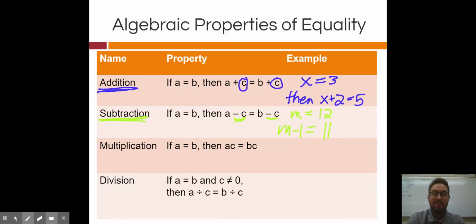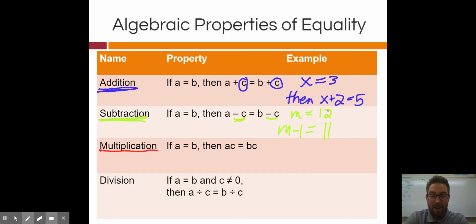You've already been using these tools to solve algebraic equations. You've already been using them to help simplify things. Now we're just putting names to it because we want to explain this to somebody else. We want to justify how we can do the mathematical things that we're doing. It doesn't just work for addition and subtraction, it also works for multiplication and division.